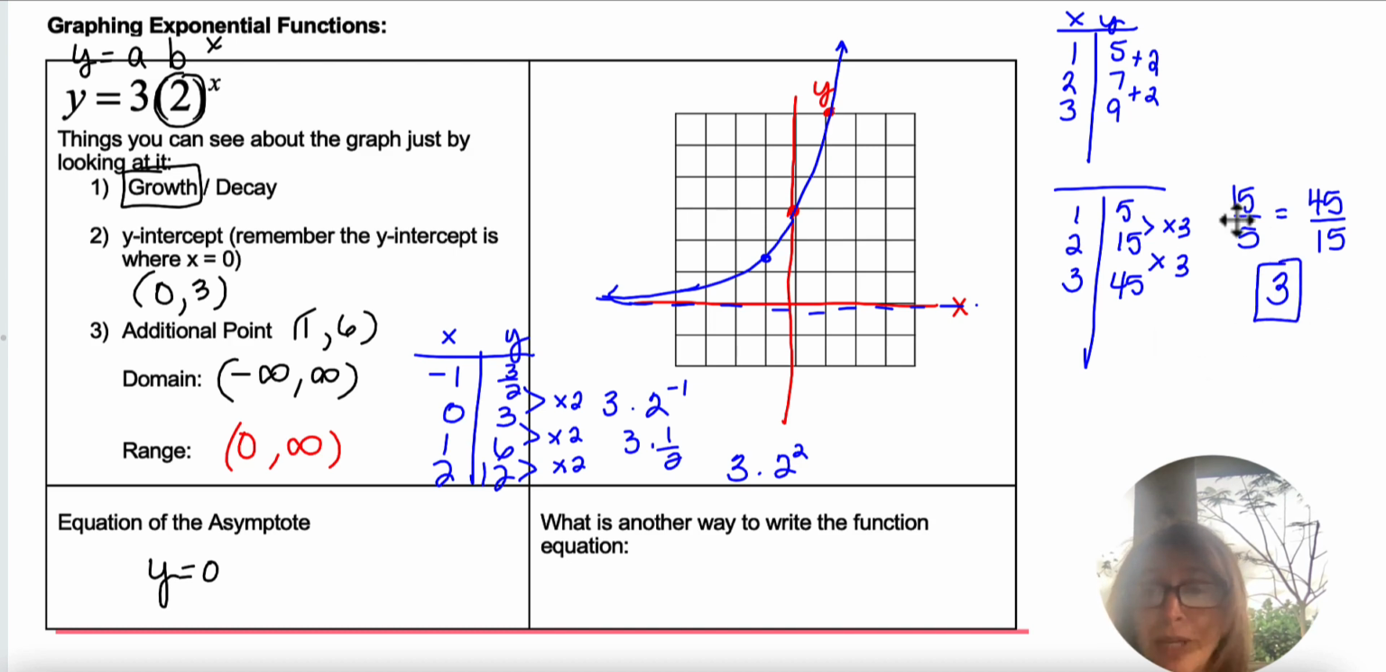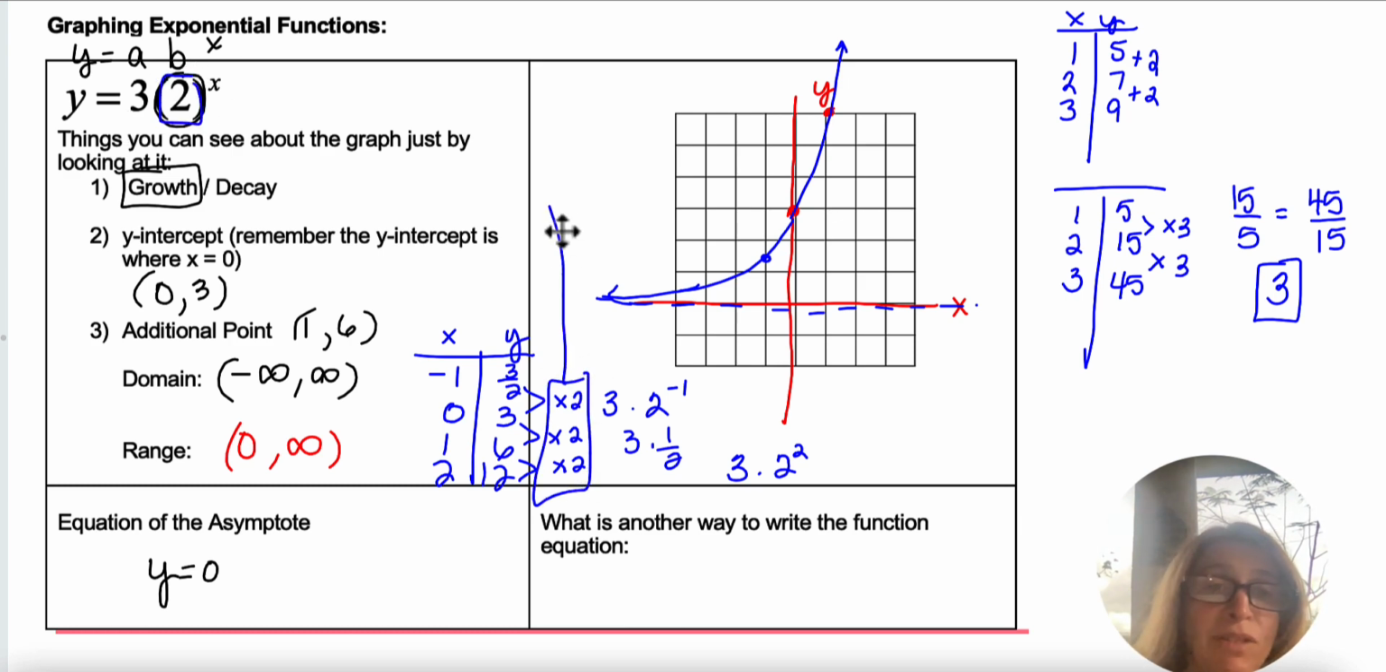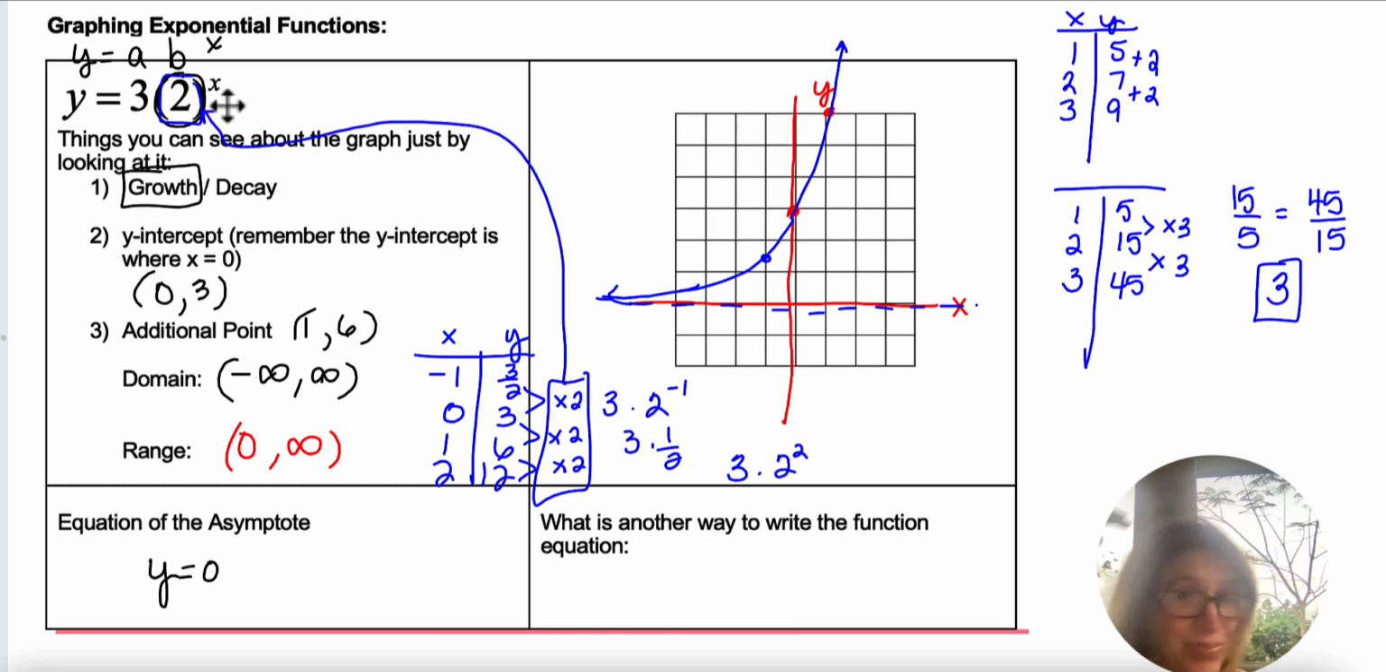And where does that 3 play a role in the graph? Well, in this case, it would be the b value. So like our graph here, it was 2. So that tells me my growth factor. Okay? All right, so what about decay?